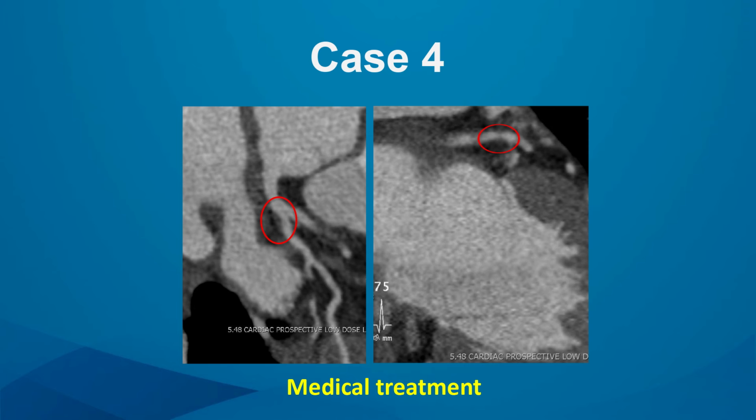This would not cause any defect on MPI, like this is 20, 25%, 30% narrowing. But it means that there is definitely coronary artery disease. This means that this patient's LDL has to be very low. This means that the patient's probably going to get ACE inhibitors to protect his coronary arteries.